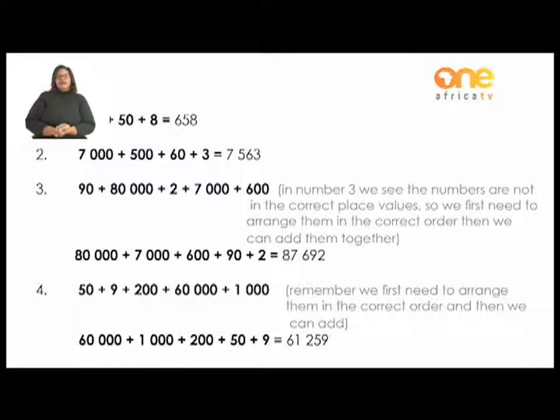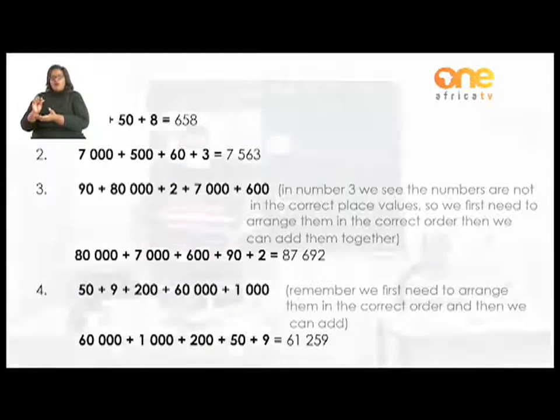And if we add it together, that gives us 61,259. So remember, even although they mixed it up, firstly, just arrange it from the biggest value to the smallest value, and then we add it together. So that is what expanded notation is.